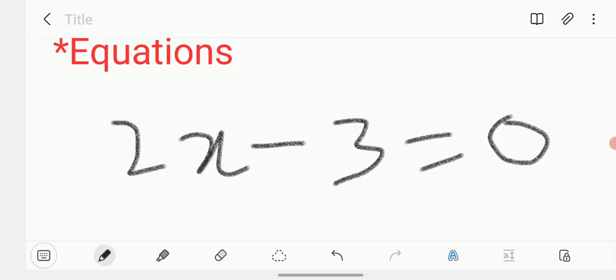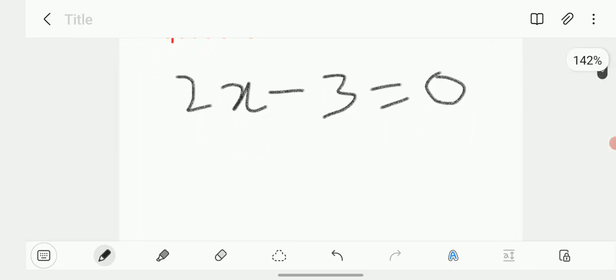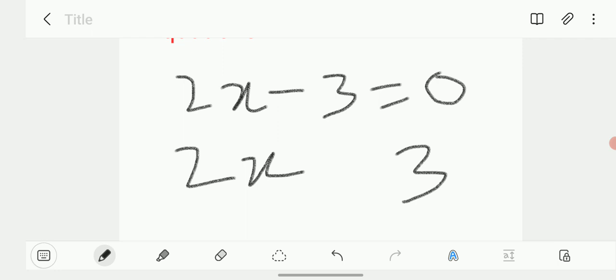Now by this we came to know that 2x and 3 are terms.